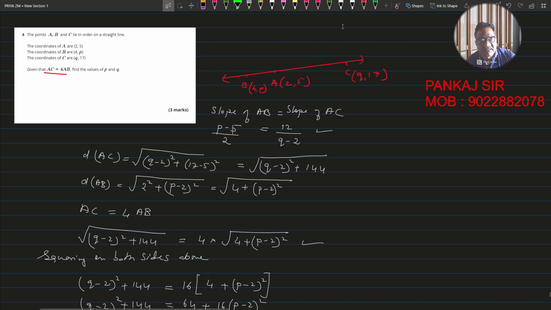Here, distance AB, right? So distance AB will be, this is not 2, this is 5. Here I made a slight mistake. So this has to be 5, right?